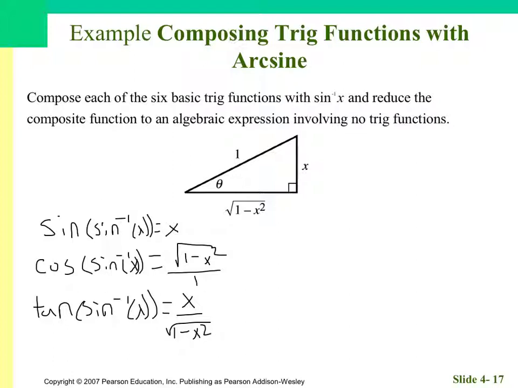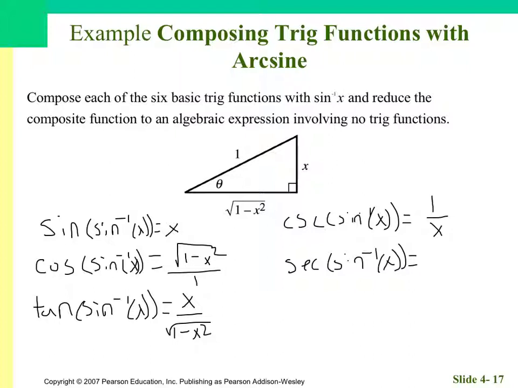Now if we think about cosecant here, if the sine of the inverse sine of x is x, then the cosecant of the inverse sine of x is going to be its reciprocal, so 1 over x. And the secant of the inverse sine of x is going to be 1 over the square root of 1 minus x squared. And then the cotangent of the inverse sine of x is square root of 1 minus x squared over x.